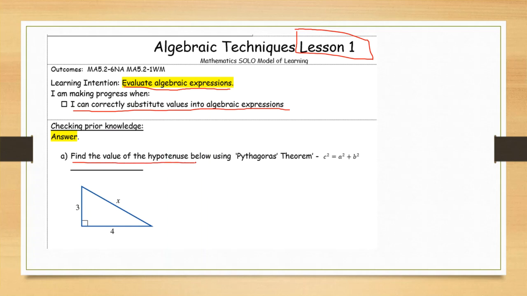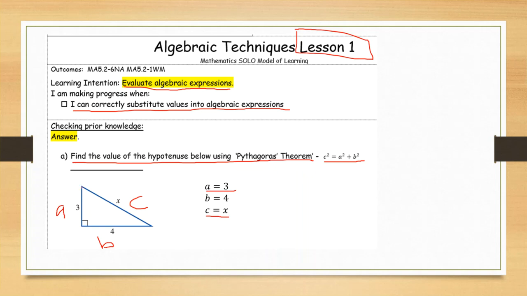Find the value of the hypotenuse below using Pythagoras' theorem, which is this one. And we have x, 3 and 4. So we're saying this is A over here. This is B. This is C. So A equals 3, B equals 4, and C equals x.